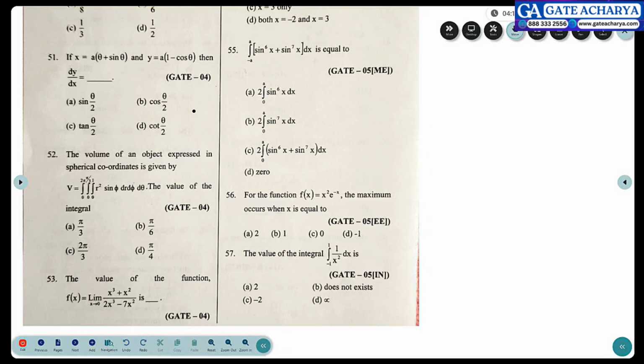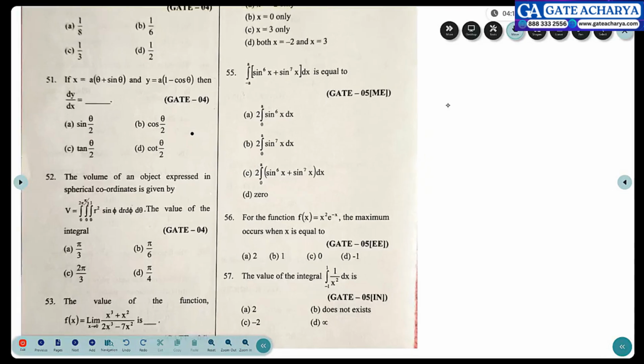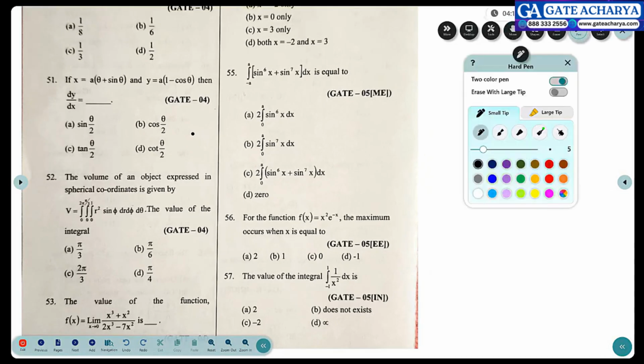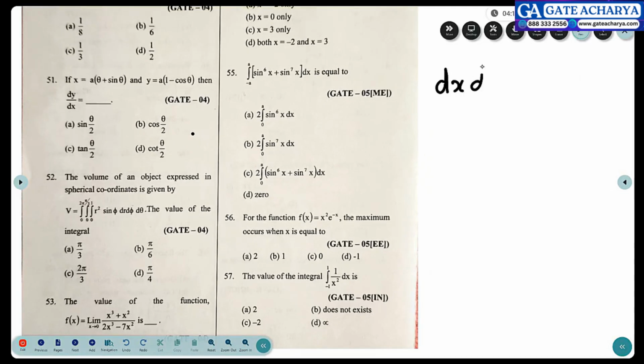Here, this sine function that you are seeing is actually a conversion idea. How the conversion works is, your Cartesian coordinate system has dx dy dz, right? That dx dy dz in the spherical coordinate system is r square into sine phi into d phi into d theta.